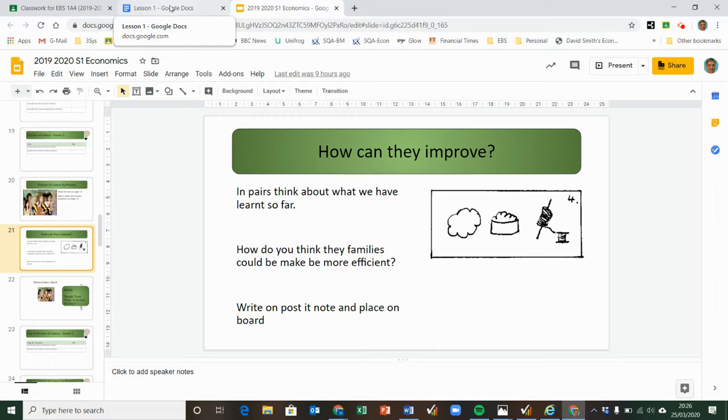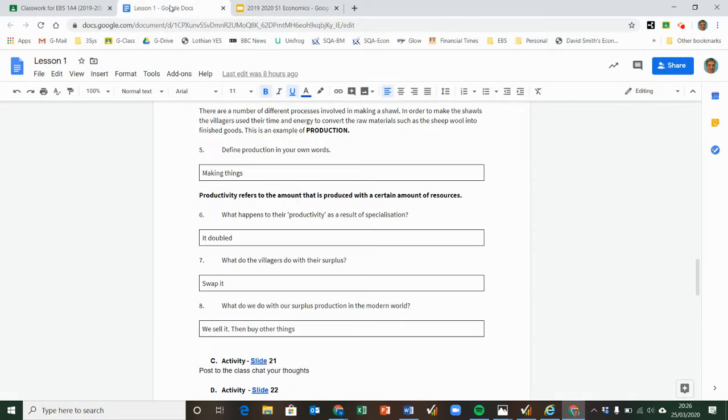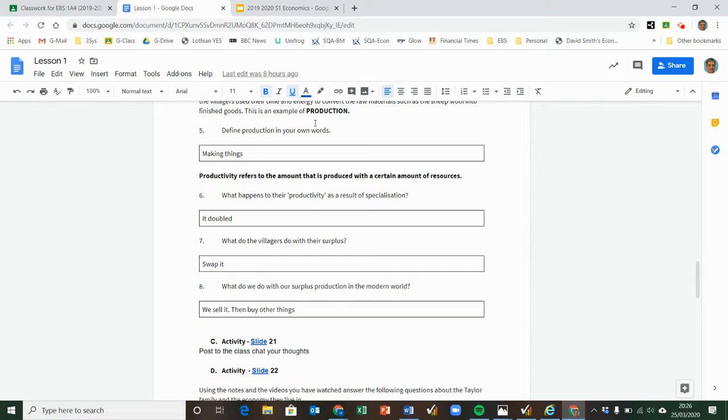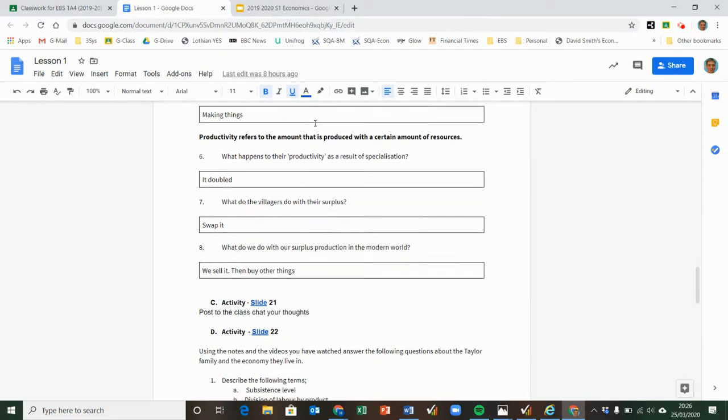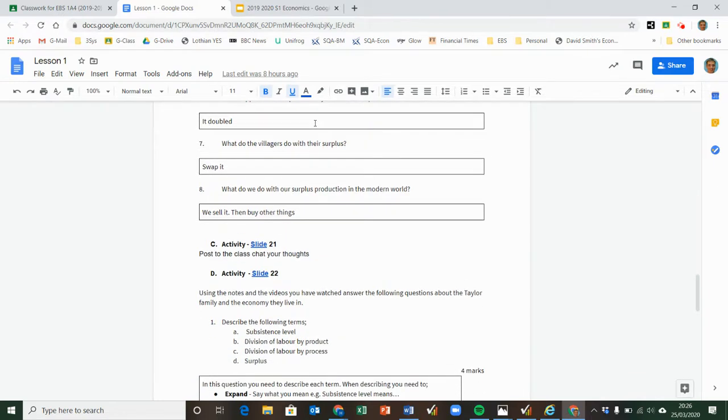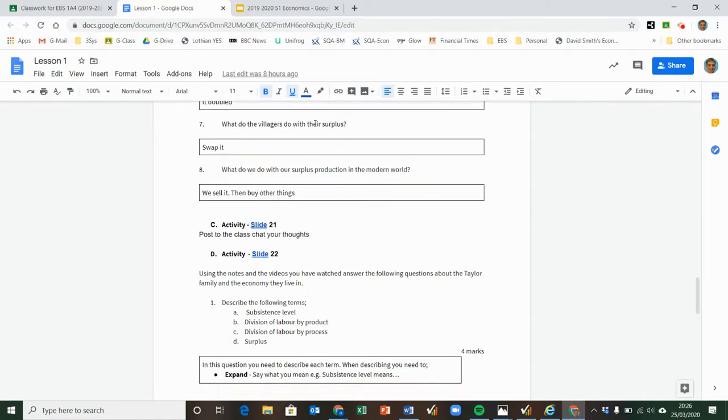Okay, if you've done it, hopefully you've got some comments from other folk in the class that are doing this. If we go back to what we're doing now, using notes and videos. Right. Now, in this question, what we want you to do is, remember we talk about PEE, so make a point, expand, and evidence, or you could swap the two E's around. What we're doing is practicing our expanding.